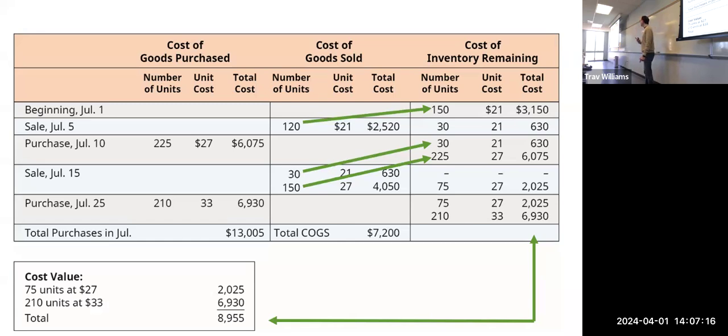Then we make another purchase. We carry down these 75 units. We add the new units that we purchased here. Again, you could add those together to get the total cost of your ending inventory. Add up your total purchases and your total cost of goods sold. So using FIFO, the numbers will come out differently, but you see it's fairly similar to what we just did with specific identification. All right. Any questions on this one?